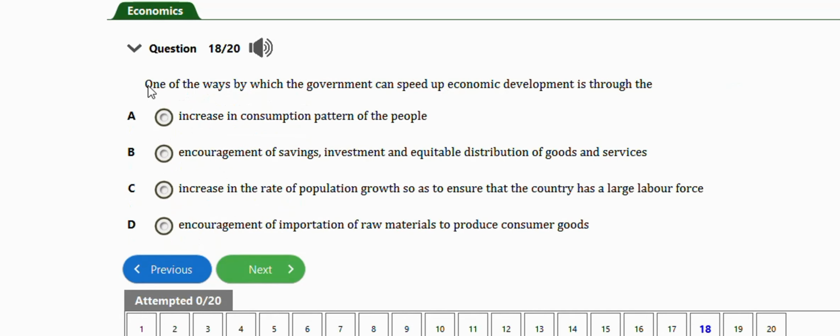Okay, next question is this one. It says one of the ways by which the government can speed up economic development is through the option A, increase in consumption pattern of the people, encouragement of savings, investment, and equitable distribution of goods and services, increase in the rates of population growth so as to ensure that the country has a large labor force, encouragement of importation of raw materials to produce consumer goods. The right answer is option B, which is encouragement of savings, investment, and equitable distribution of goods and services.